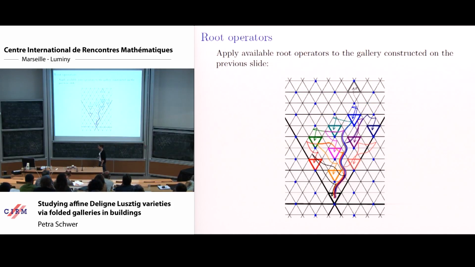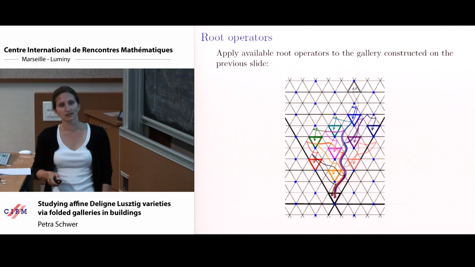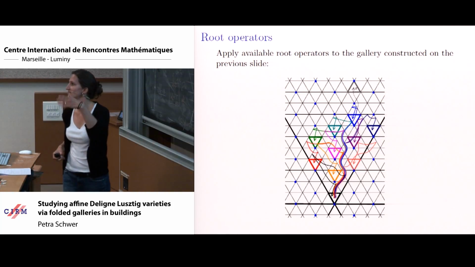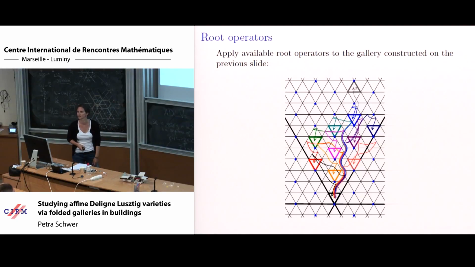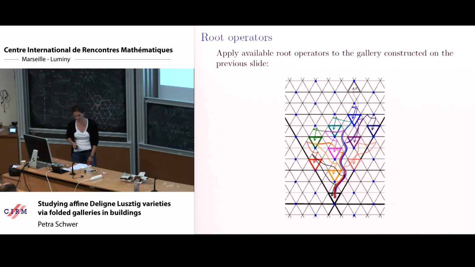And now the root operators come into play. Here's our long positively folded gallery, the blue one on top. And now, as we did over here, we can push this fold using root operators downwards. And what we obtain is like a whole family of positively folded galleries. And the good thing is we know precisely where their end simplices lie. Okay, so we can control in which simplex they end.